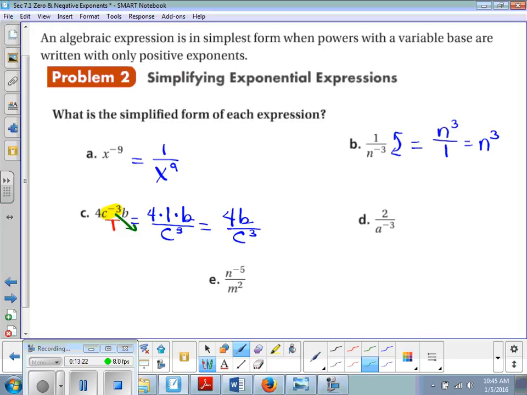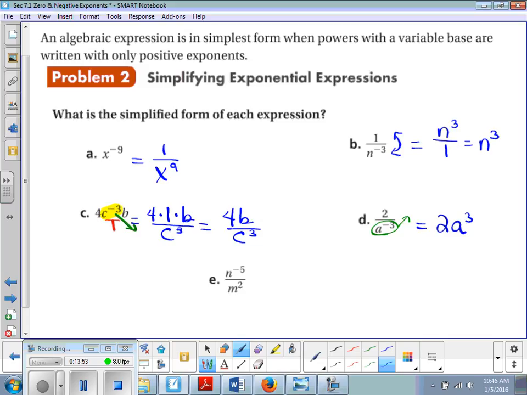You see that? So for letter D, couldn't I just bring that up to the numerator? Very good. We can just take this and bring it up to the numerator. You got it? So this will now be 2 times what? A to the positive third, right? A to the positive third. See how simple that is?